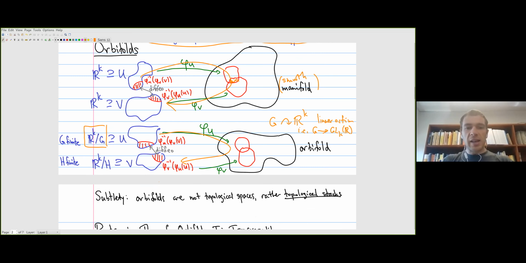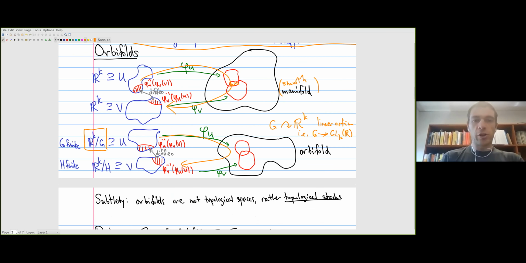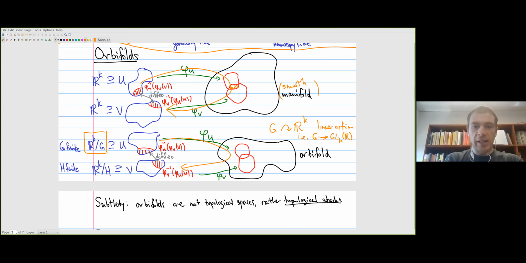Basically, the point is, let me explain why orbifolds are topological stacks, not just topological spaces. So if we take something like R2 and quotient by the action where (x, y) is equivalent to (-x, -y), that's a Z mod 2 action. Then this is homeomorphic to R2. So as topological spaces, these are the same.